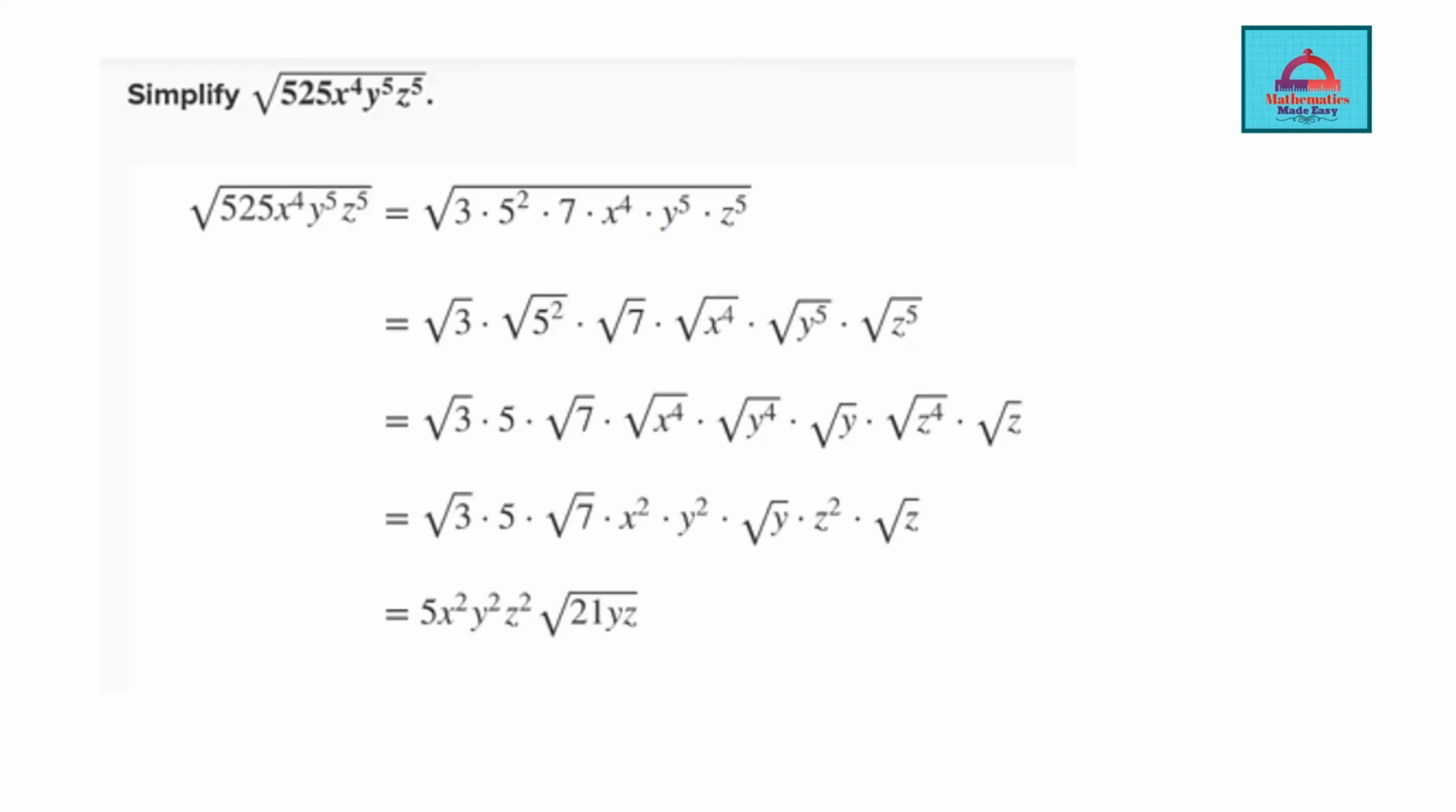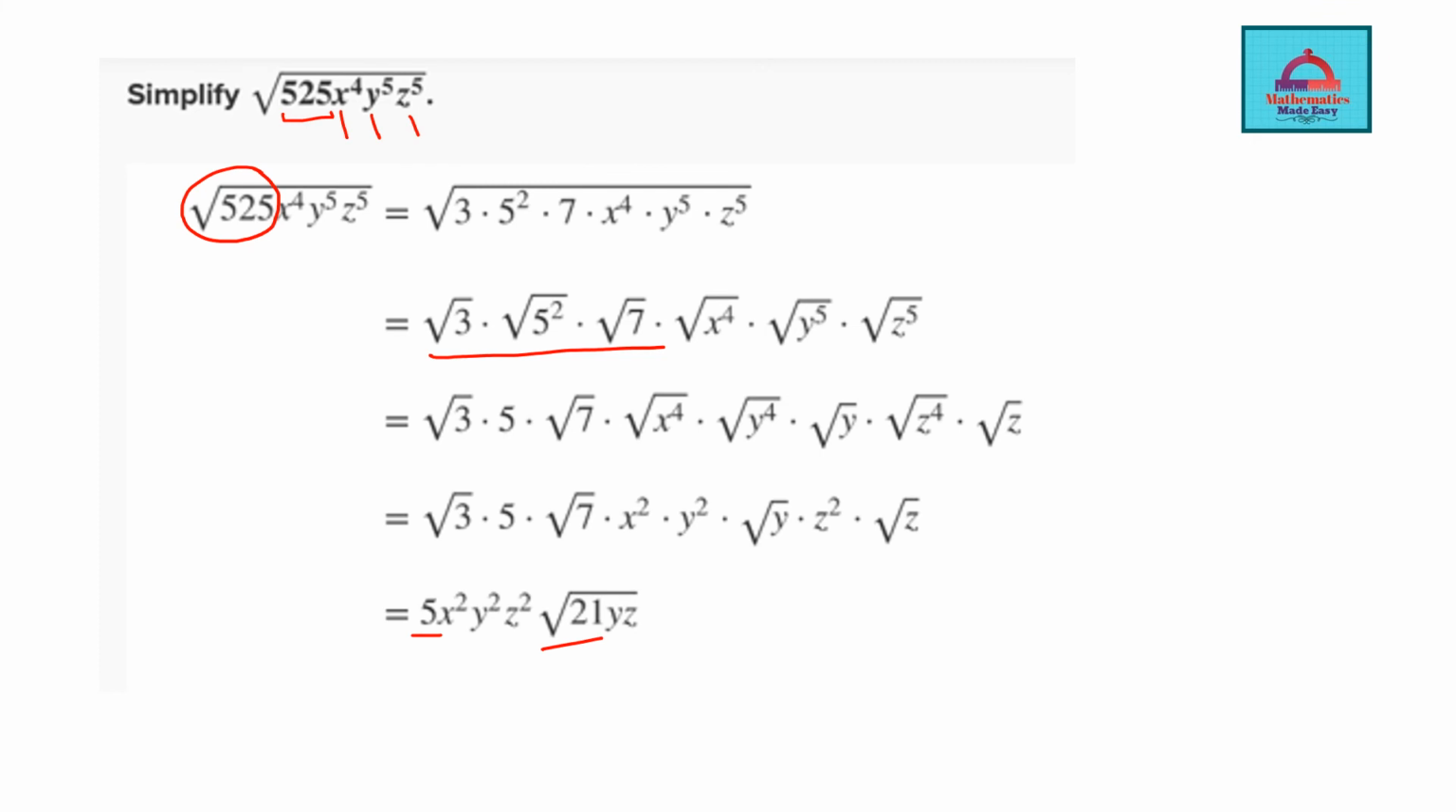One question of a similar kind that I have taken from your math book. It's a solved question, so I'm just going to explain it to you. If you see, it has four parts. One is the number, and x, y, z, three variables. So you do the same procedure. You take the prime factorization of 525, which comes out to be this number. Pairs will be taken out. Inside the radical would be the number. So 5 square root of 21 is what you get.